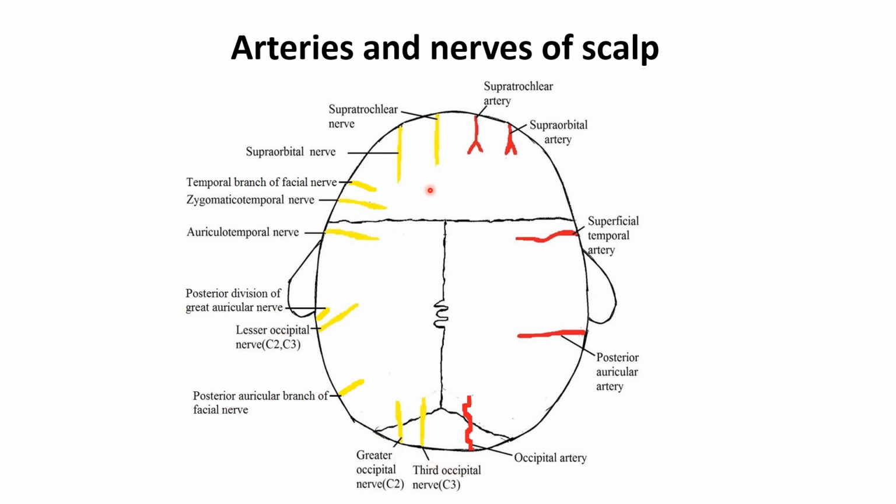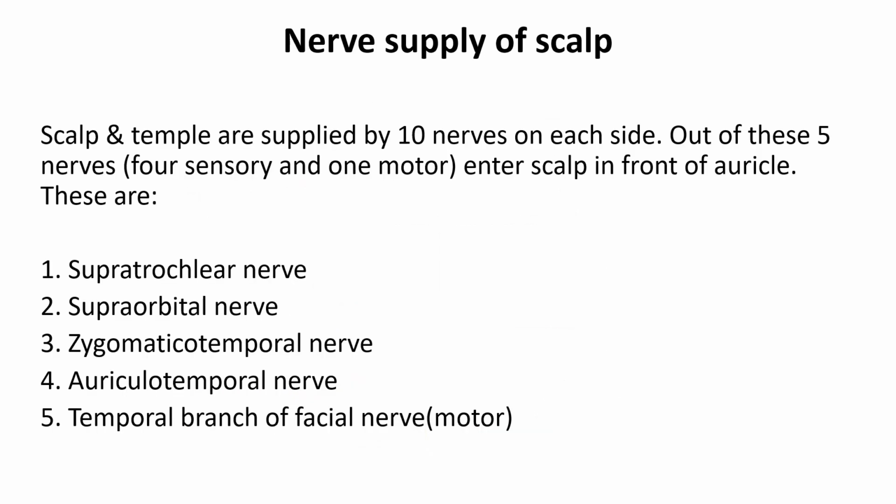Students, you must know this diagram and you must know the root values of the nerves where they are mentioned. This is what you need to know in this diagram: 4 sensory nerves in front of the auricle, 4 sensory nerves behind the auricle, 1 motor nerve in front of the auricle, 1 motor nerve behind the auricle. So in total 5 nerves in front of the auricle, 5 behind the auricle. Total number of nerves is 10. The 5 nerves in front of the auricle are mentioned here. This is the motor nerve.